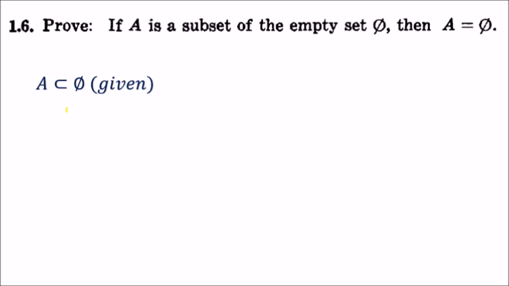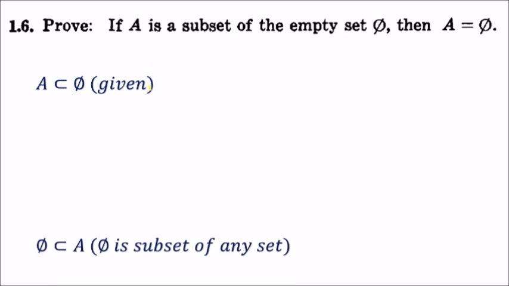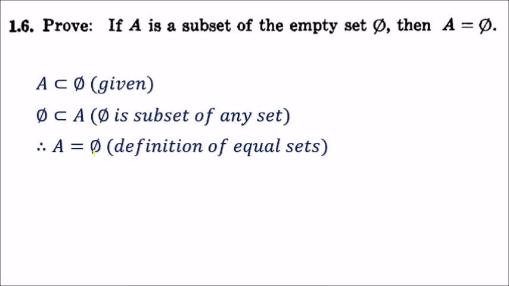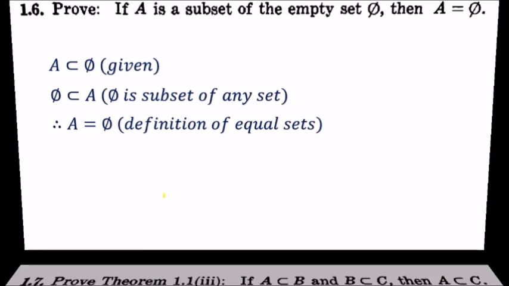Okay, let's start with A is a subset of the empty set that is given in the statement. And we can also say that the empty set is a subset of A. That is actually the definition of the empty set. That is, the empty set is a subset of any set. So therefore, A and the empty set are subsets of each other. So therefore, we can say that A equals the empty set also. That is the definition of equal sets.